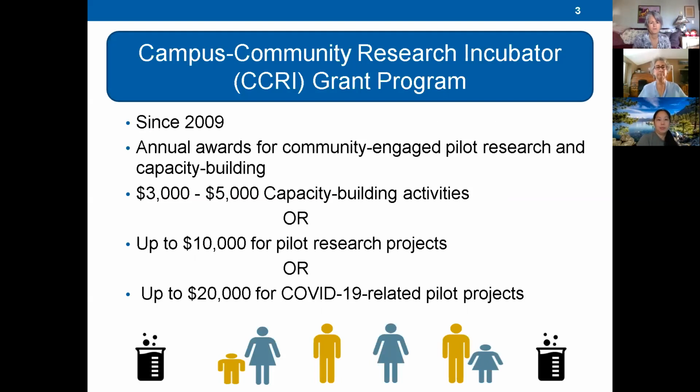Okay, so the CCRI grant program, as I mentioned before, has been around for more than 10 years. These are annual awards for doing community engaged pilot research and capacity building. So there are 3 different mechanisms in the funding announcement that you can apply for. The first funding mechanism, and this is all folded within the materials that you received describing the funding, is asking for dollars between $3,000 to $5,000 for capacity building.